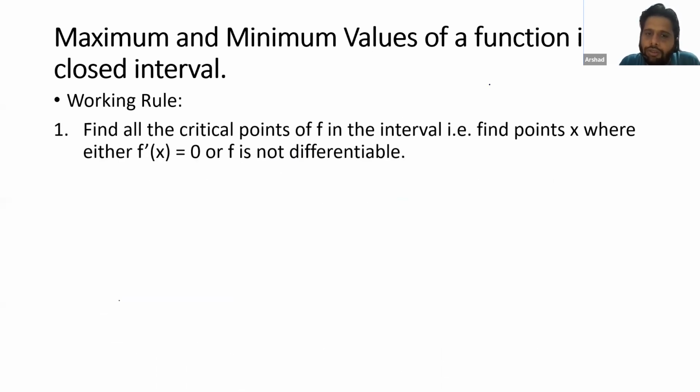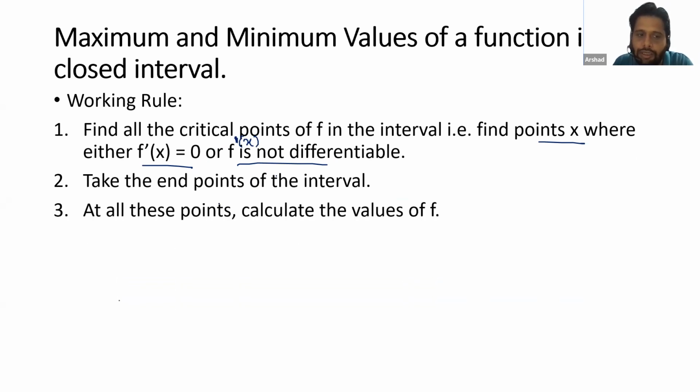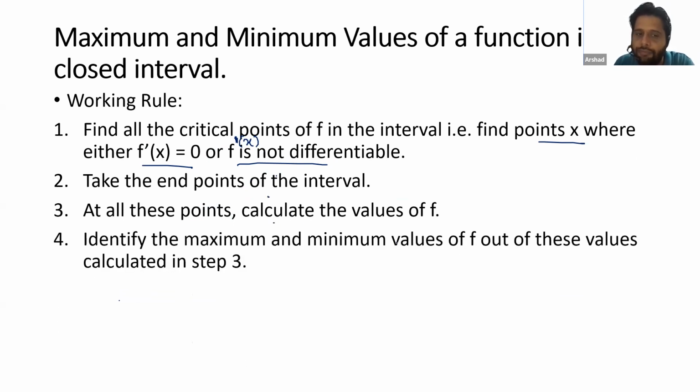First, find all the critical points of f in the interval. You know what a critical point is: where either f dash x is 0 or f dash x is not differentiable. Next, take the endpoints of the interval. After that, for all these points, the critical points as well as the endpoints, calculate the value of f. Identify the maximum and minimum values you are getting. We have already discussed this. Okay, so please note this down.